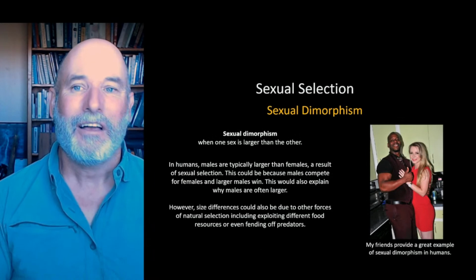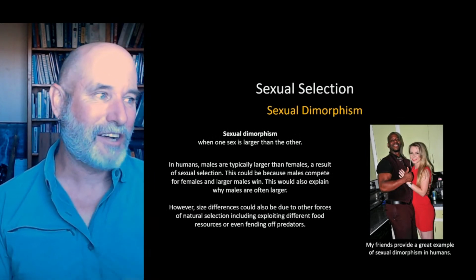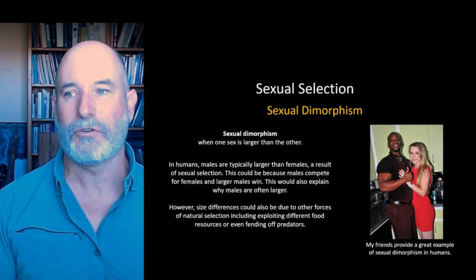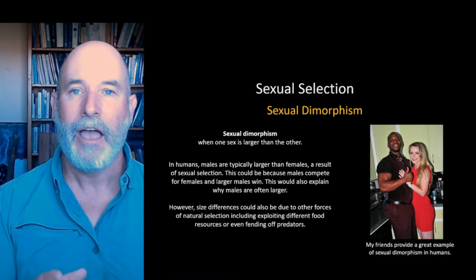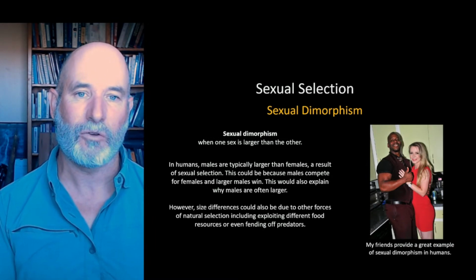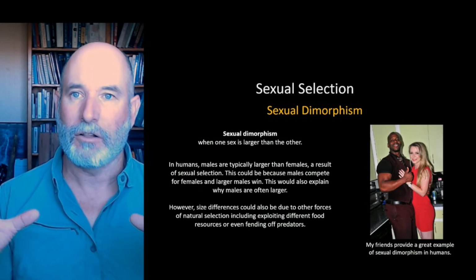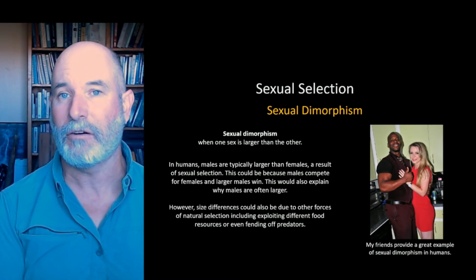Okay. With sexual selection, we often get what is called sexual dimorphism. Di means two, morph means body shape, and in sexual dimorphism, this is where we often get a larger female or a larger male.